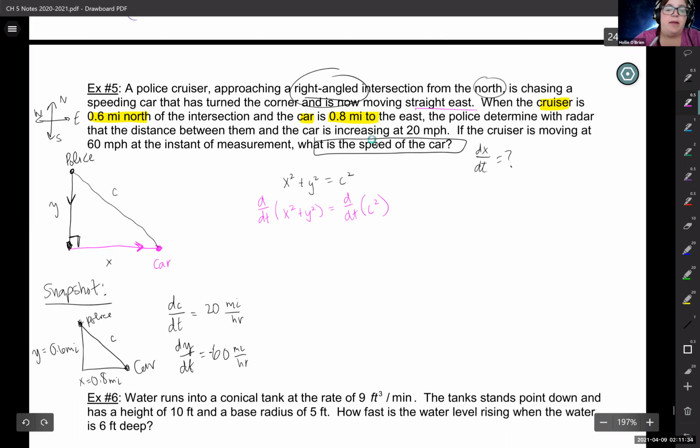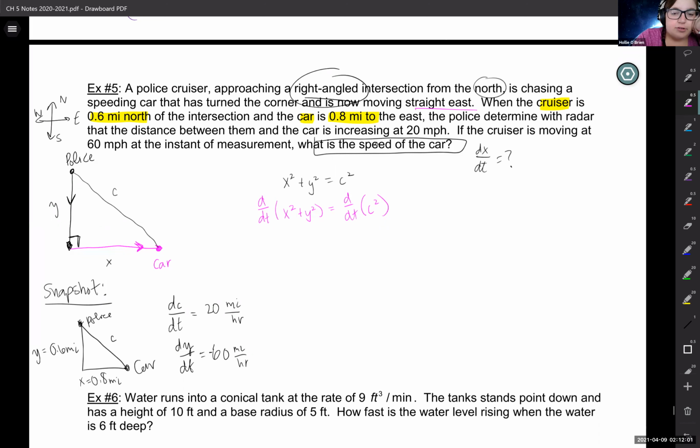I'm basically following the method that's in the previous page. I'm taking the derivative with respect to time. And notice, nothing is constant. Y is changing. Y is shrinking. The police is getting closer to the intersection. X is increasing. The car is moving further from the intersection. So this means the hypotenuse is also going to be changing. So we're going to have three different differentials, three different d variable over dt's.